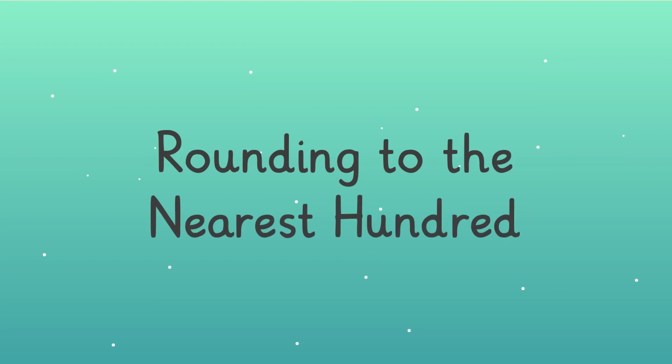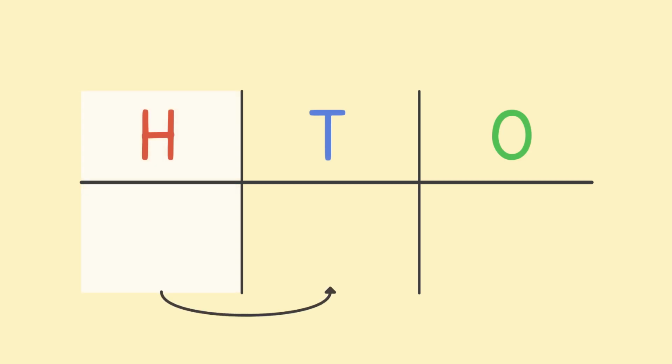When rounding to the nearest 100, we can use a place value chart like this to help us set up our hundreds, tens, and ones columns. We want to round to the nearest 100, so this is where we start. And then we look at the place value to the right, which is the tens place.